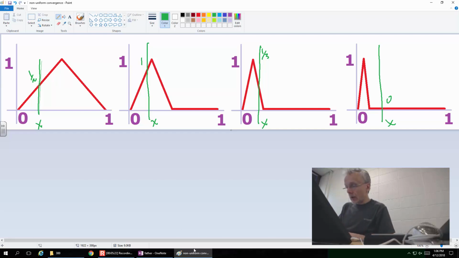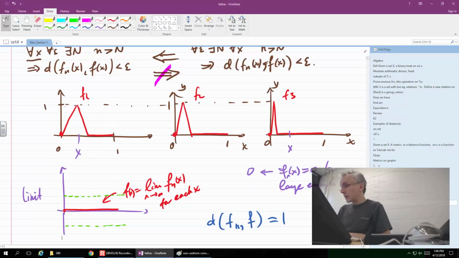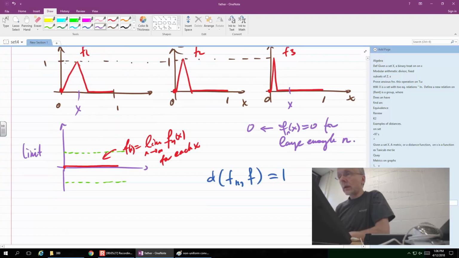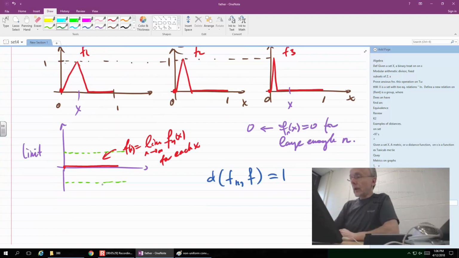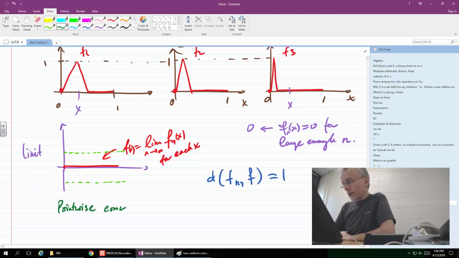So once again, let me describe this in words. Pointwise convergent, but not uniformly convergent.